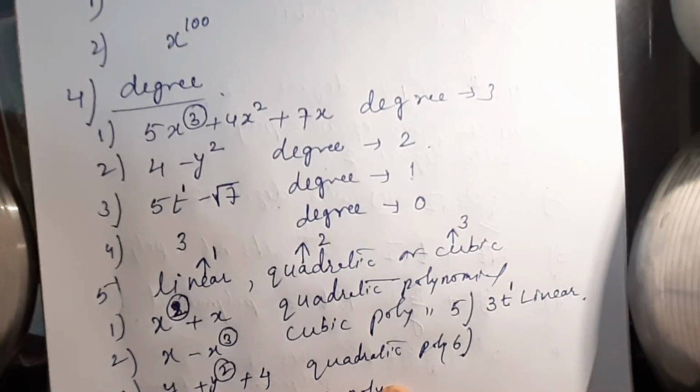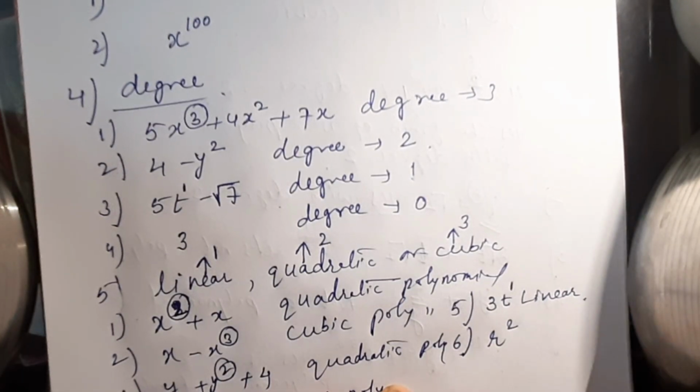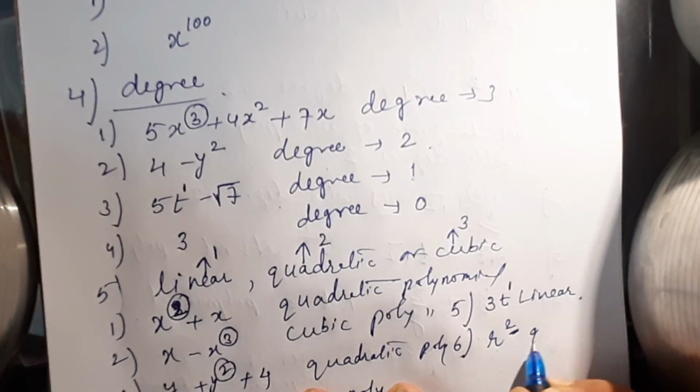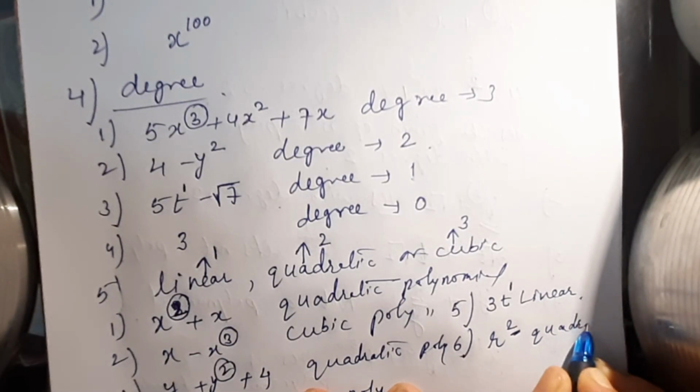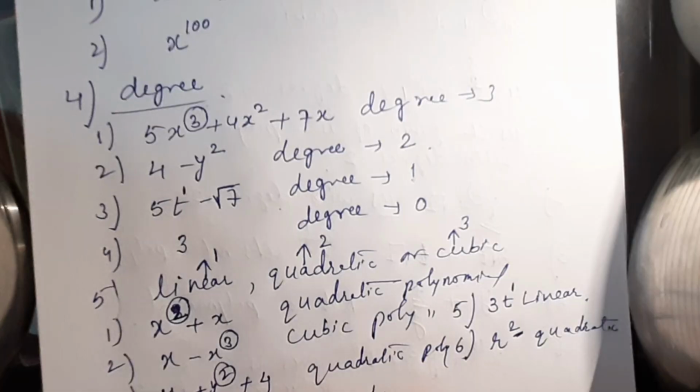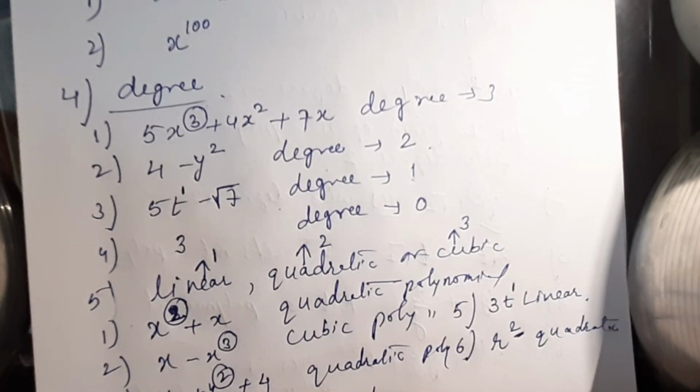Question number 6, r square is there. It's again a monomial as a single term is there, and degree is 2. When degree is 2, we call it a quadratic polynomial. So this is how we completed our first exercise, 2.1. Very easy sums are there, simply everyone can get. Only the basic concepts you need to understand: what is degree, how we classify a polynomial, whether it is linear, quadratic or cubic, and how to represent monomials and binomials.